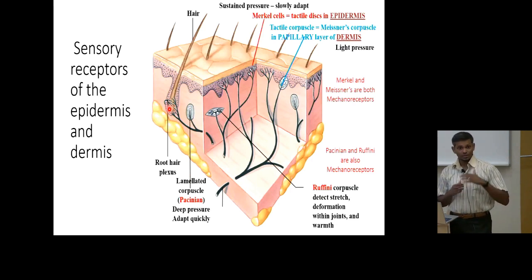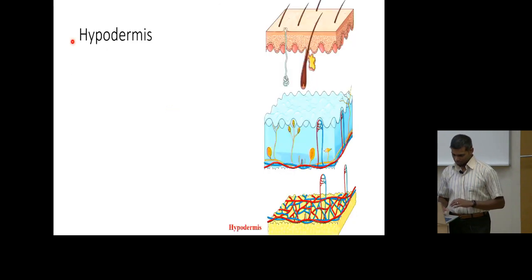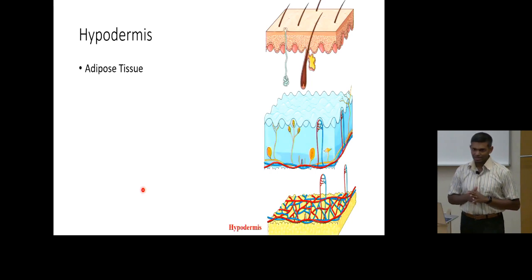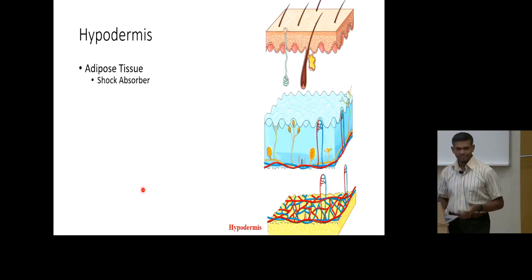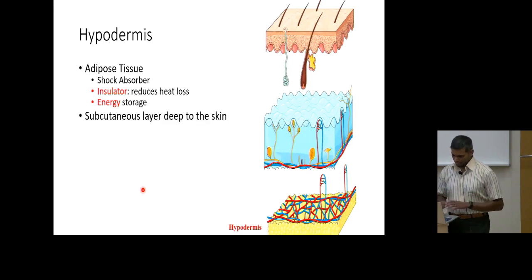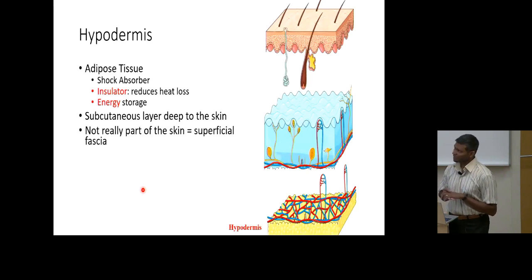So with that, we conclude our discussion on the dermis, and we go all the way down to the hypodermis. So the hypodermis, you notice that it consists mostly of adipose tissue, and its function is to absorb shock. It also can act as an insulator to reduce the heat loss, and it helps to store energy reserves. And this is the deepest layer of the skin, and it's not really part of the skin.